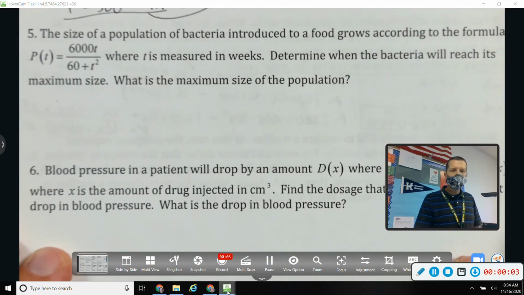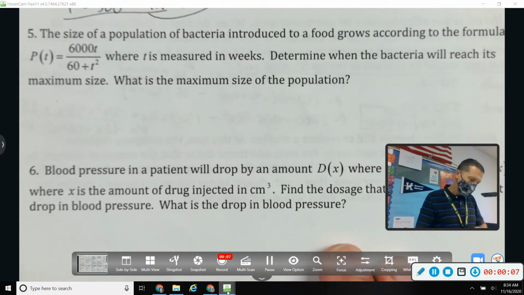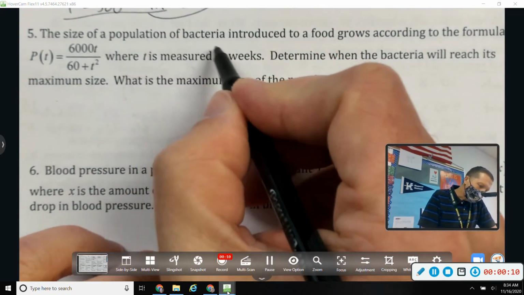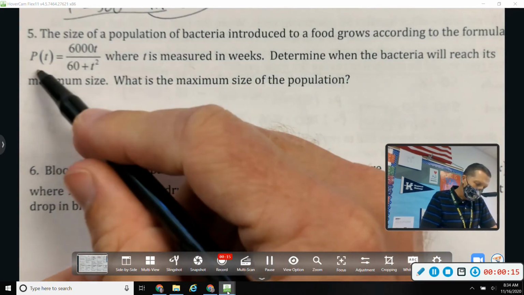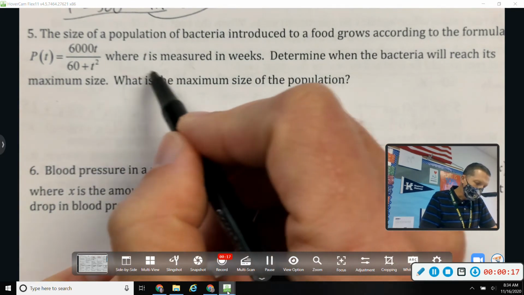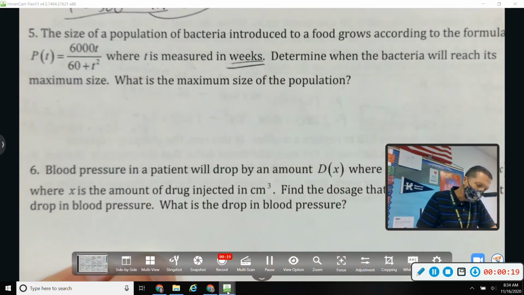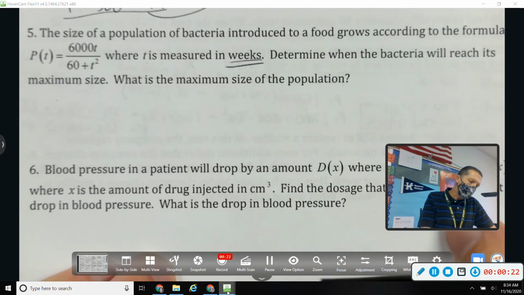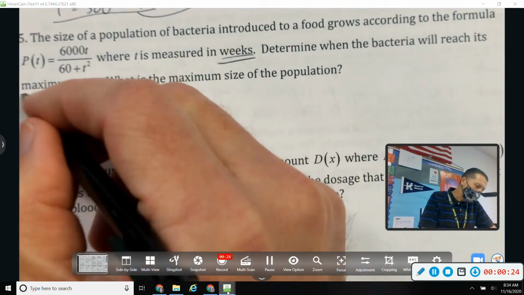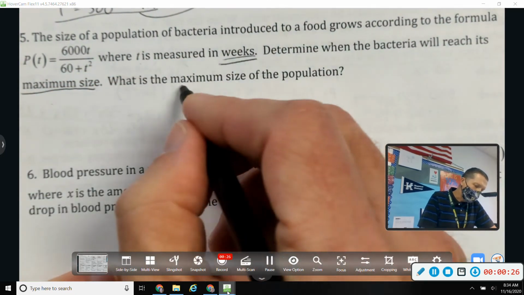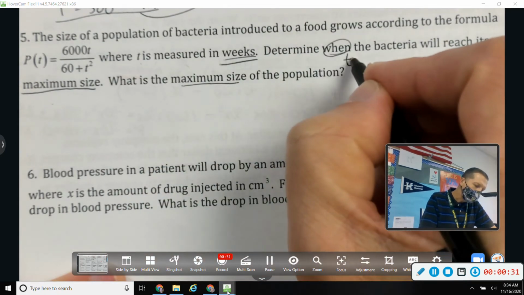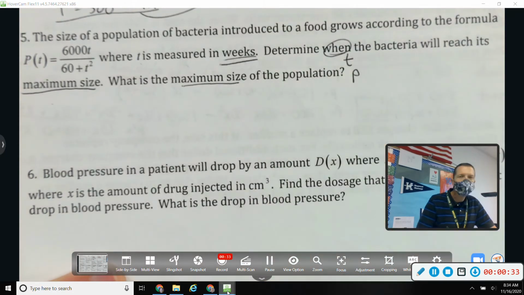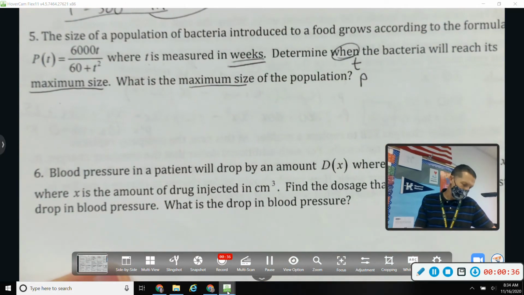Looking at number 5 on the optimization worksheet. The size of a population of bacteria introduced to a food grows according to the formula P of T equals whatever, where T is measured in weeks. Be careful with that. Determine when the bacteria will reach its maximum size. Well, what is the maximum size? So find T, maximum size would be P. So we need T and P at the maximum.